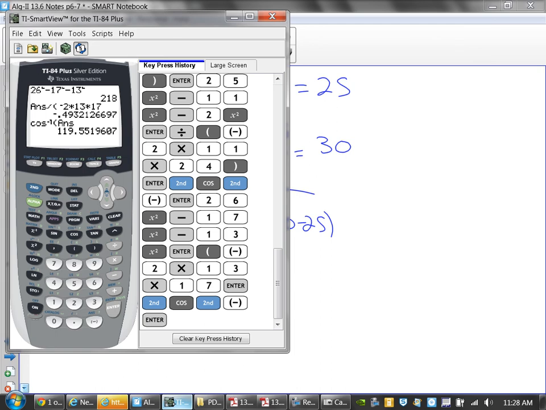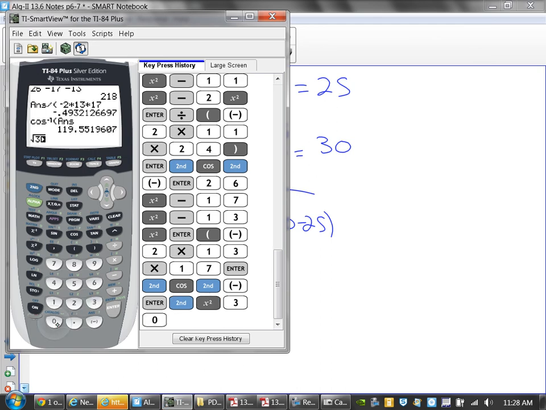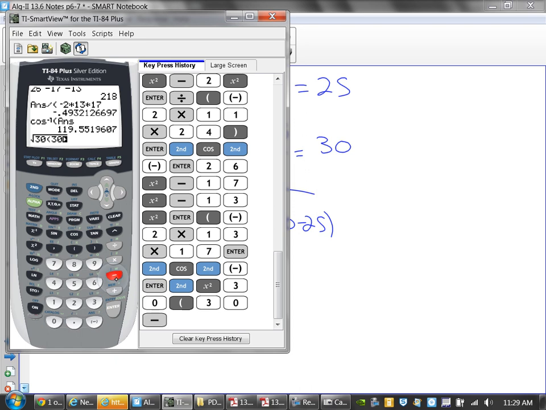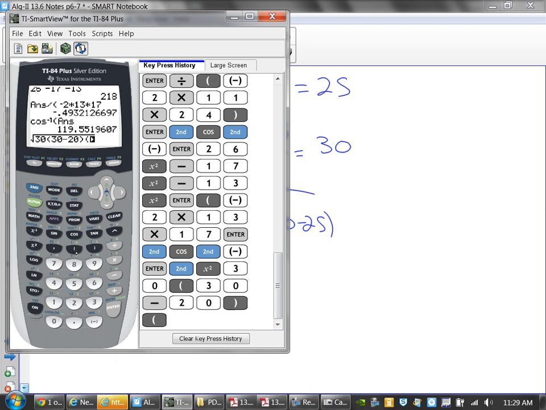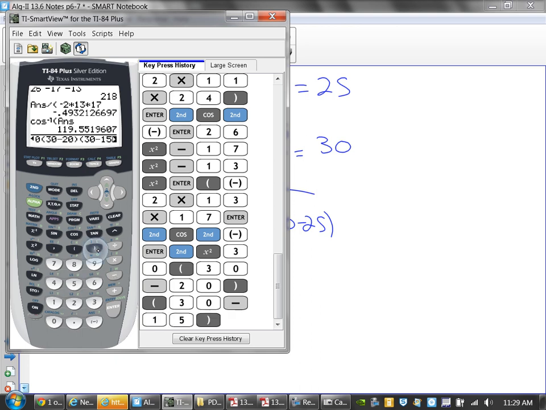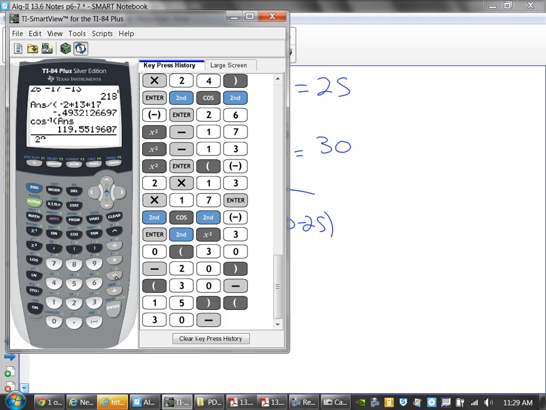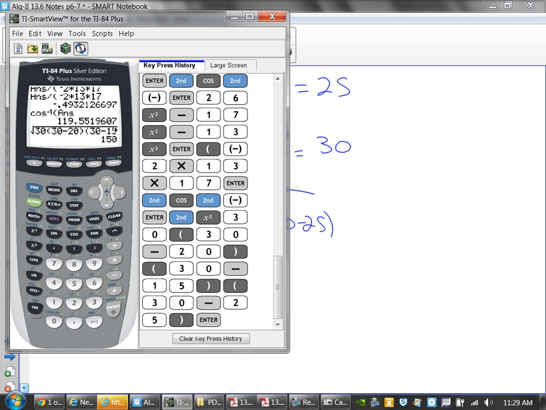And when you use your calculator here, square root 30 times 30 minus 20. Make sure you're closing your parentheses. It ends up being 150. That's what I got. What's the square root of 150? Not necessarily. I hate that.